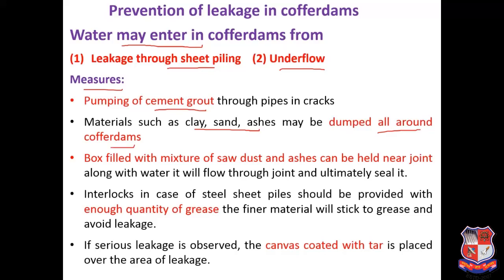Then you can take a box filled with a mixture of sawdust and ashes that can be held near the joint along with the water, and it will flow through the joint and ultimately seal it. Whatever sawdust goes along with the water will fill wherever there are cracks. Interlocks, in the case of steel sheet piles, should be provided with enough quantity of grease, so that it will also stick all the finer material, and that will also avoid leakage. If serious leakage is observed, then canvas coated with tar is generally placed over the area of leakage.